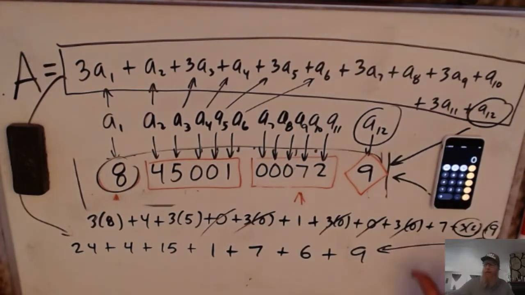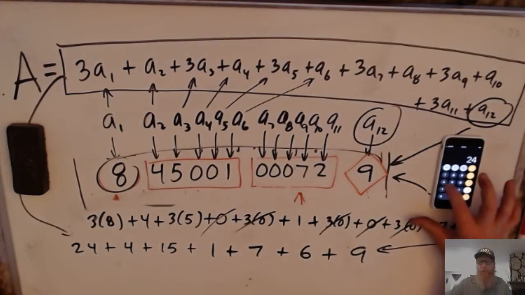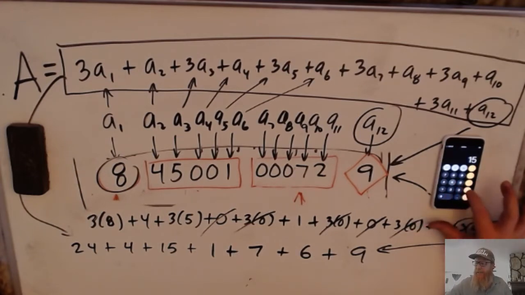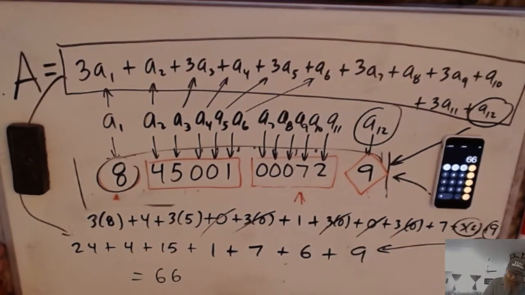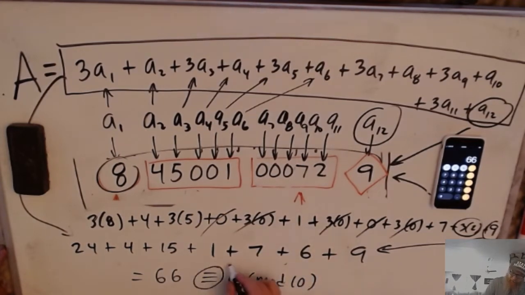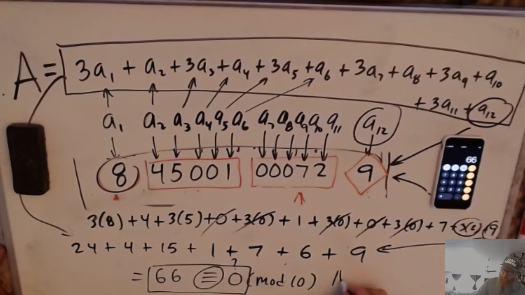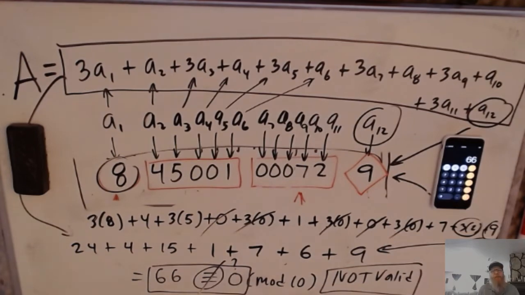We've got 24 plus 4 plus 15 plus 1 plus 7 plus 6 plus 9. It's equal to 66. Is that congruent to 0 mod 10? No. So this code is not valid. 66 is not congruent to 0. 60 would be, 70 would be, 80 would be. Any multiple of 10 would be valid.